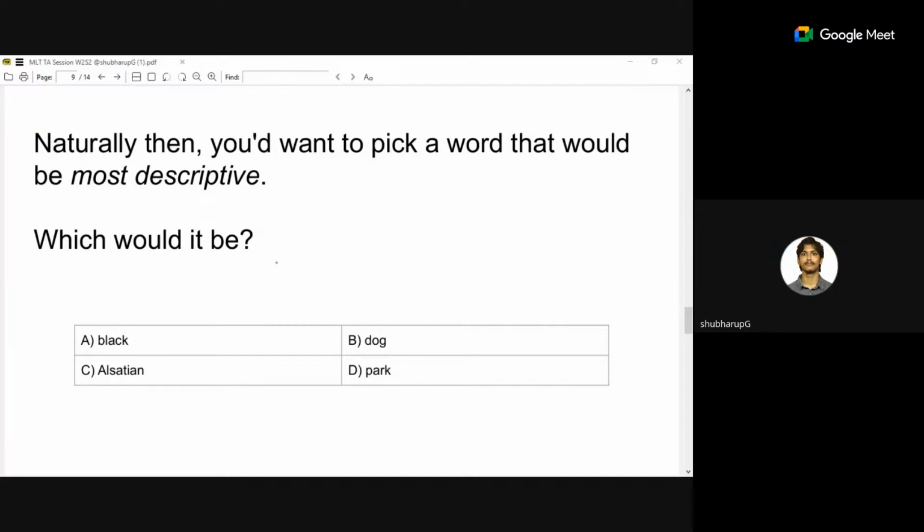Any explanation why C and not B? Because I can identify that everyone knows it is a dog, but to be very specific, it is an Alsatian dog. It carries all of that in one word; everyone will understand that it's an Alsatian breed of dog. Yes. And do we additionally have to say that it's black?